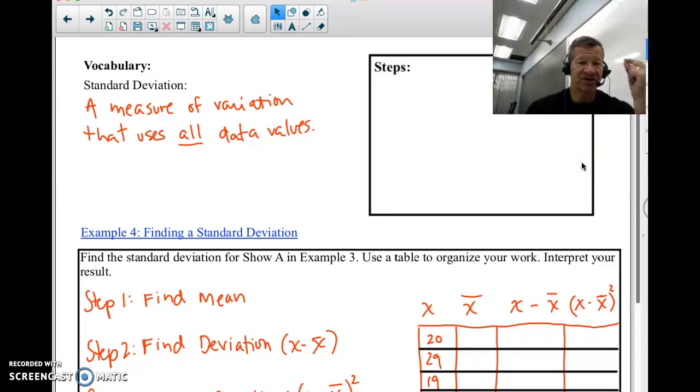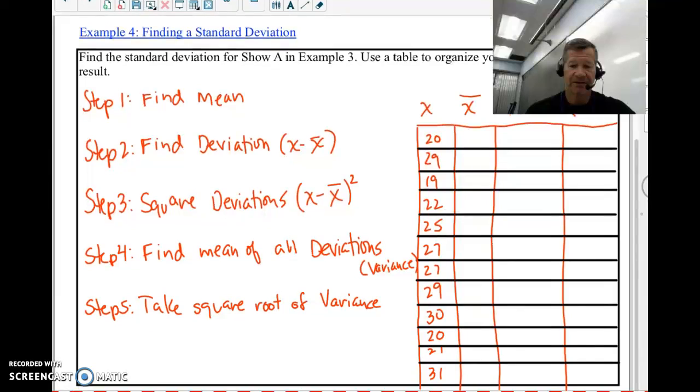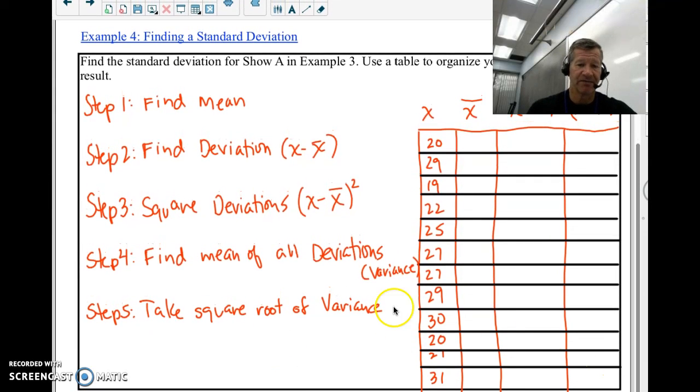So standard deviation is a measure of variation that uses all the data values. Whereas range only uses the highest and lowest, this will tell us how varied the data is by using all the data rather than just the highest and lowest. So find the standard deviation shown for show A in example 3. Use a table to organize your work and interpret your result.